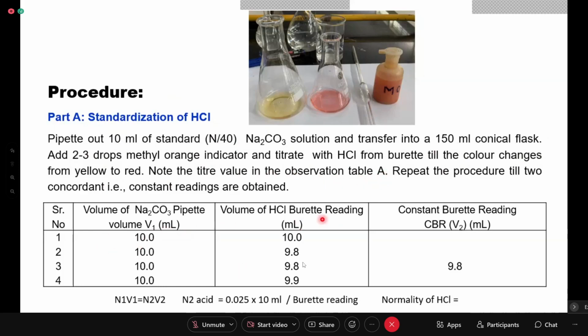This is the observation table. Repeat the procedure till you get concordant constant readings. And here is the volume of sodium carbonate standard solution, which is N by 40, that is 0.025 normal. 10 ml is taken. This is the burette reading every time: 10 ml, 9.8, 9.8, 9.9. So the constant burette reading is 9.8 ml. Calculate using N1V1 = N2V2. You have some calculation ahead also. You can get the normality of HCl here.